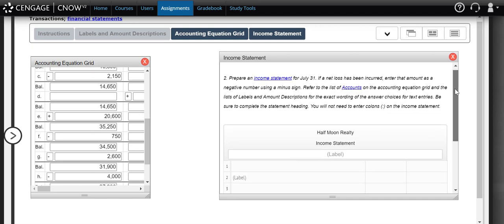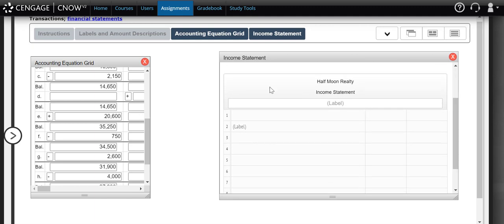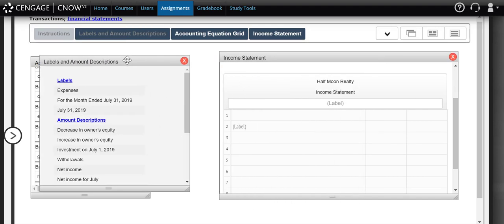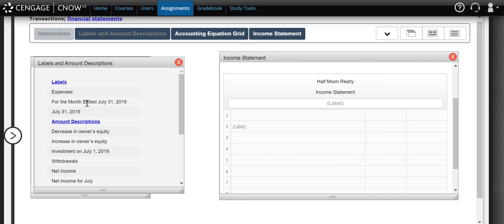In our heading, we have to have a label, which is going to be the date that we're looking at. Remember, your income statement is always for a time period. This business was established on July 1st, which means that we're only looking at the information for our revenues and our expenses for that 1 month. So, for the month ended July 31st.